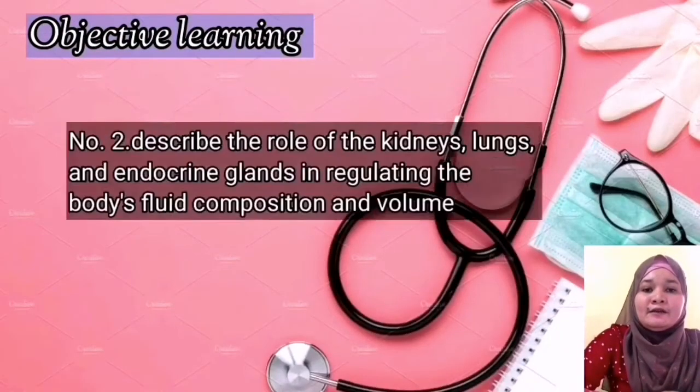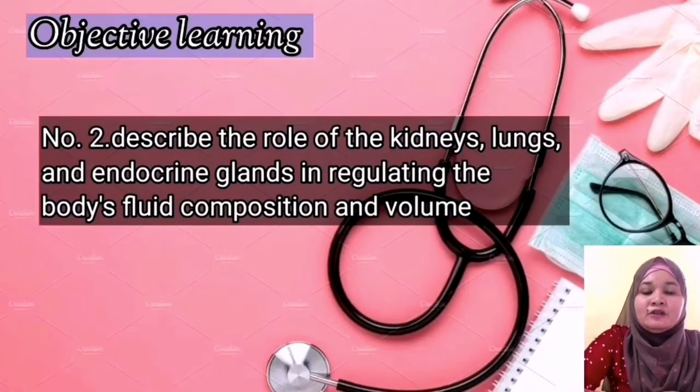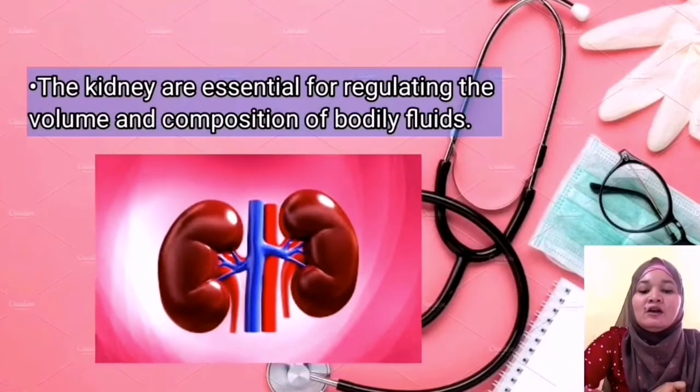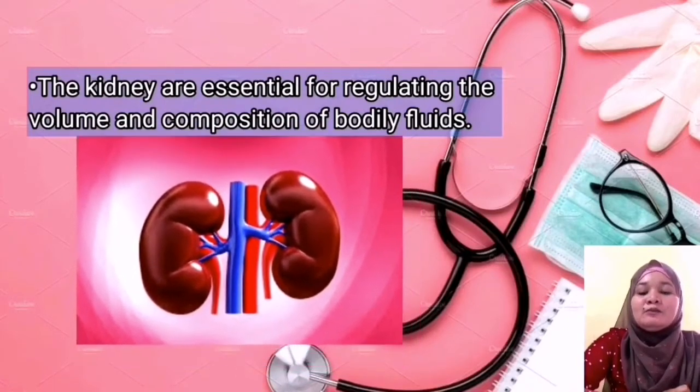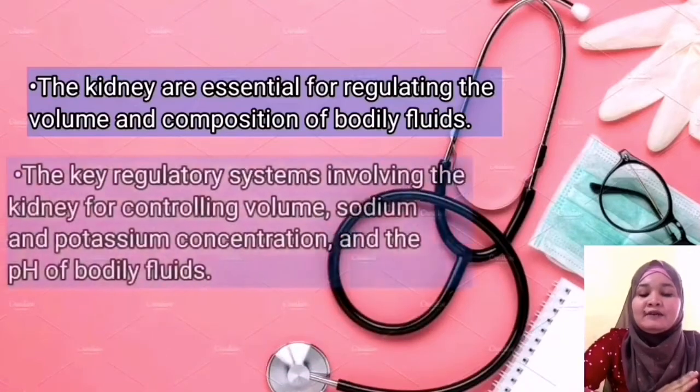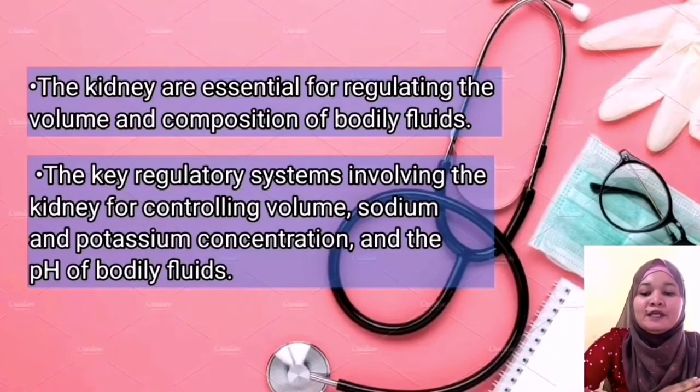Learning objective number 2: describe the role of the kidney, lungs, and endocrine glands in regulating the body fluids composition and volume. I will explain only the kidney. The kidneys are essential for regulating the volume and composition of bodily fluids. This key regulator system involves the kidney controlling volume, sodium and potassium concentration, and the pH of bodily fluids.